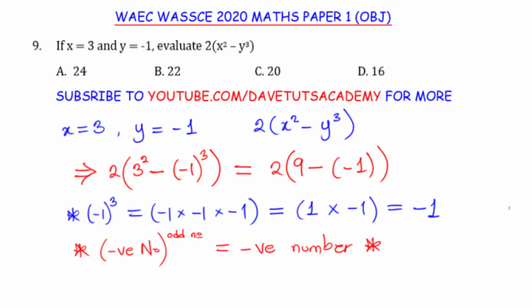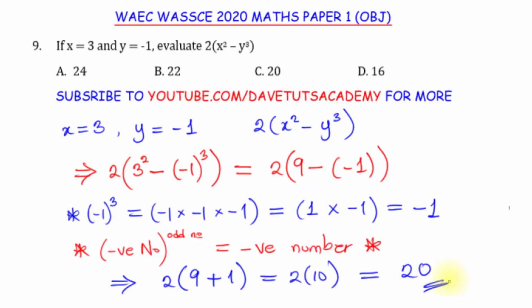Now again, look at this. We have 2 multiplied by 9, minus times minus is now going to give us plus. So we have 2 multiplied by 9 plus 1. That will be 2 multiplied by 10, because by reason of BODMAS or PEMDAS, we need to carry out the operation in the bracket first. So 10 times 2 is now going to give us 20. From the options, we can see option C is 20, and that is the correct solution to this question. We just need to note how we carry out the power of our negative number, and we'll be done and dusted with this type of question.